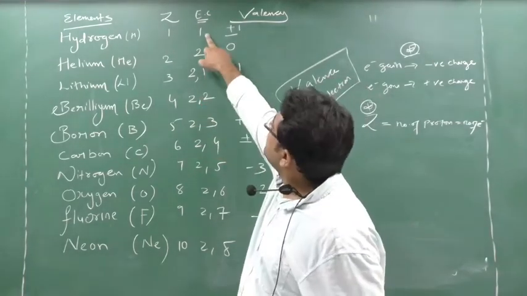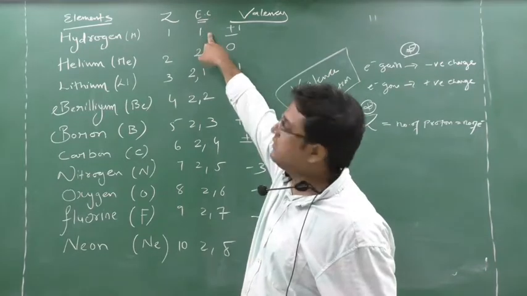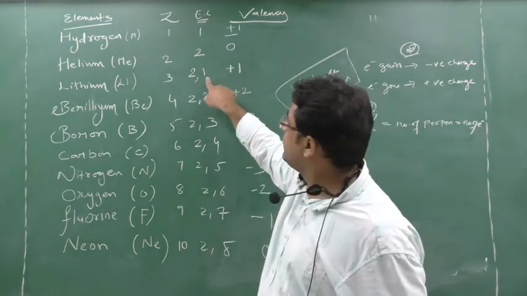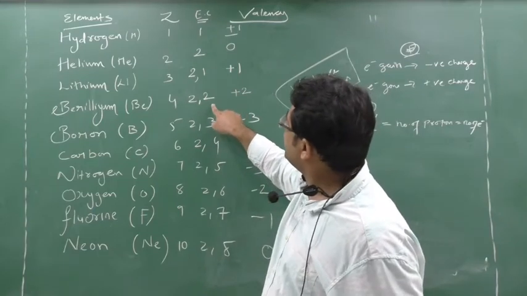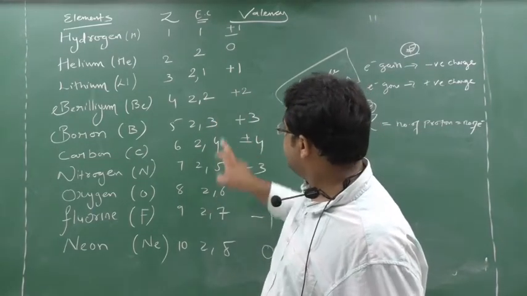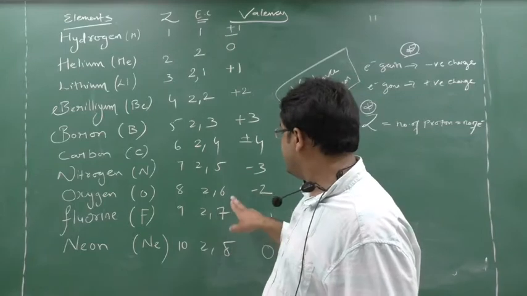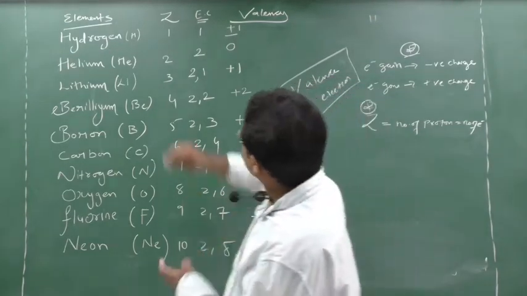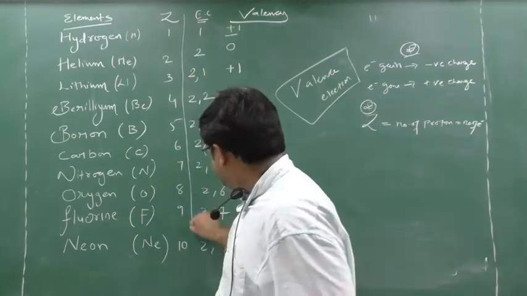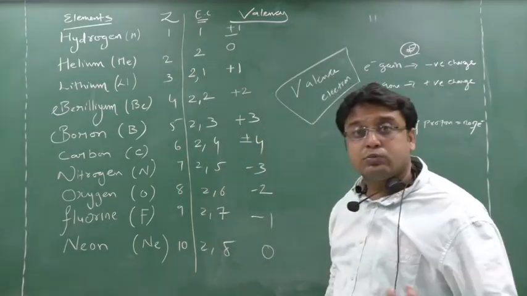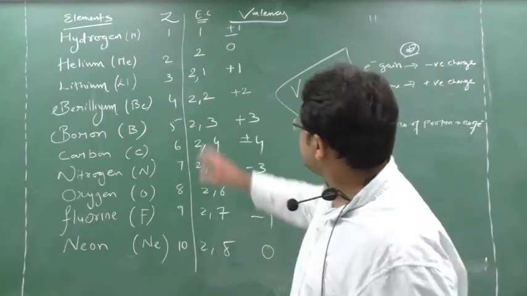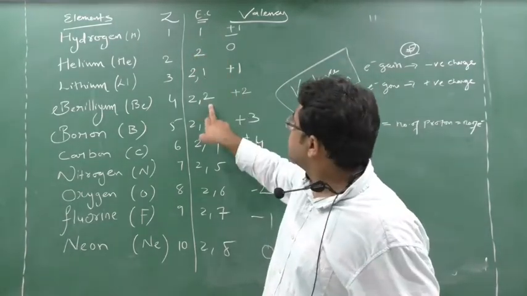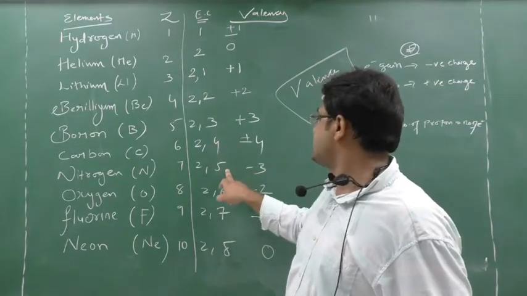So what is the total number of valence electrons in hydrogen? 1. Here 2. Lithium valence electron 1, because the outermost shell contains 1 electron. Here how many valence electrons? 2 electrons. Yes or no? Here 3, here 4, here valence electron 5, here 6, here 7, here 8. So valence electron means what? The valence electrons are the ones present in the outermost shell, means the last shell. This is the last shell. This is the first shell, also the last shell. This is the last shell, last shell, last shell.